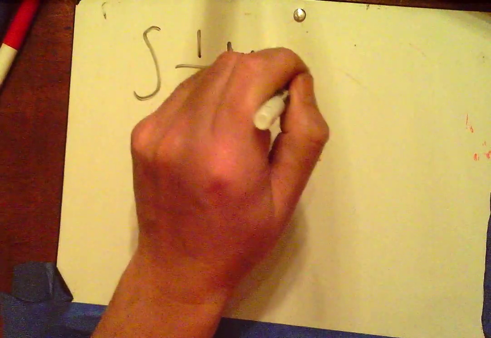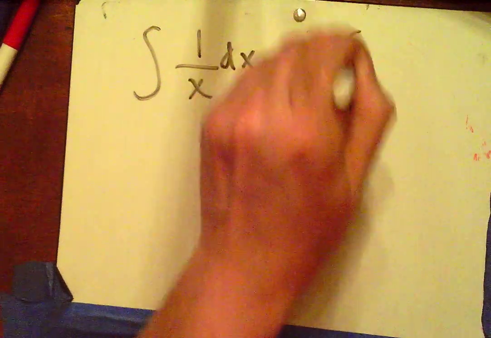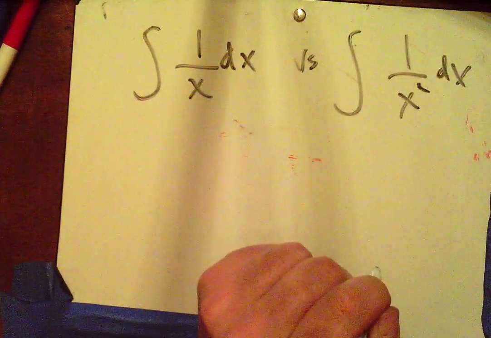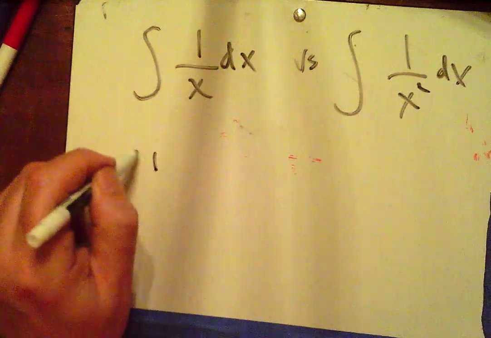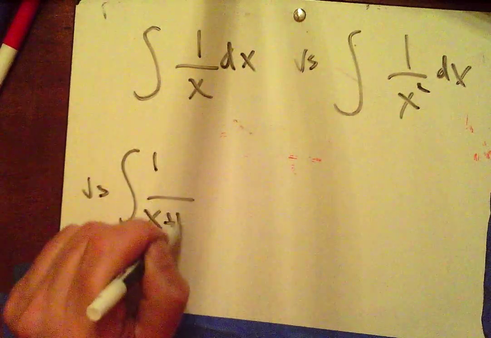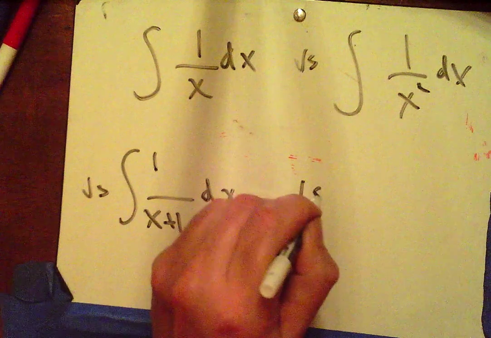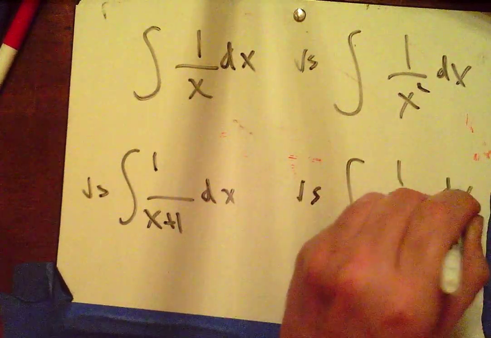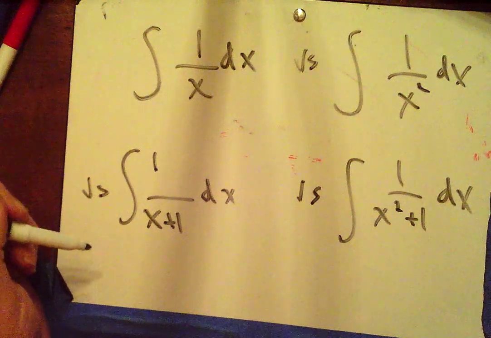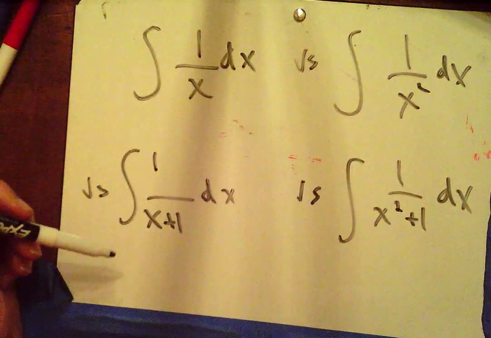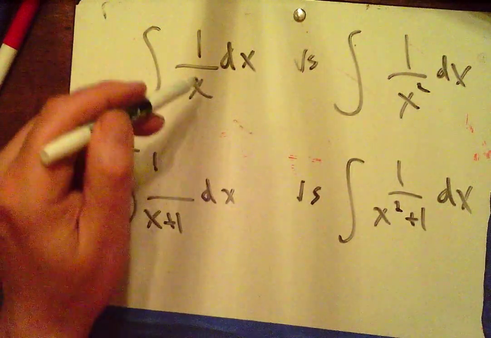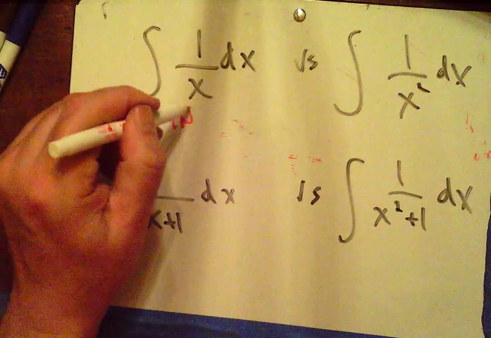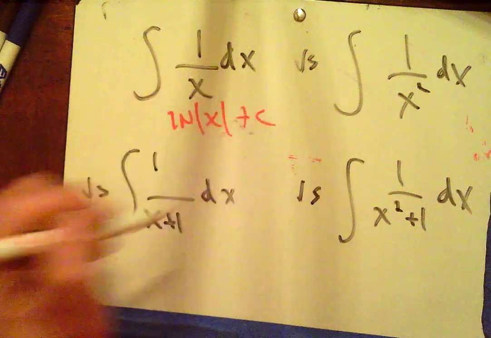So we've got this one versus this one versus this one versus this one. Look, they all look similar, but they're different. What's that one? That's right, ln of x plus c.